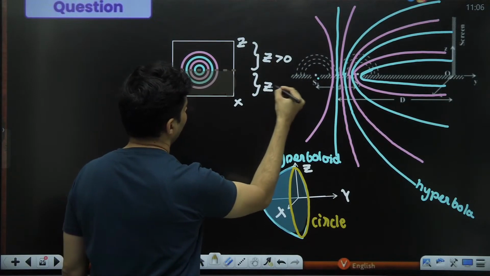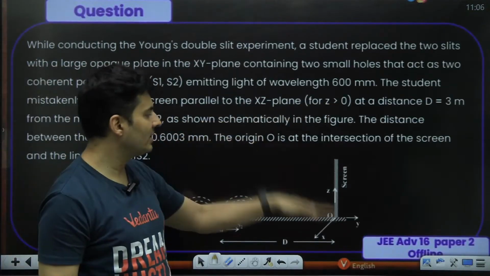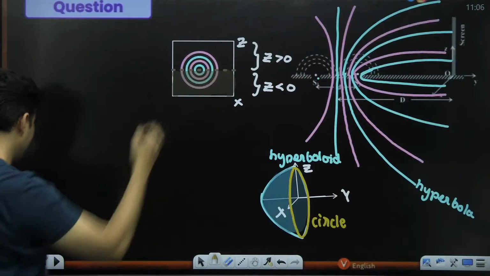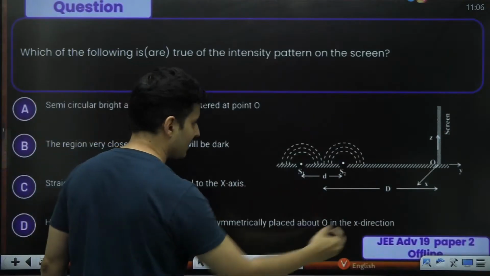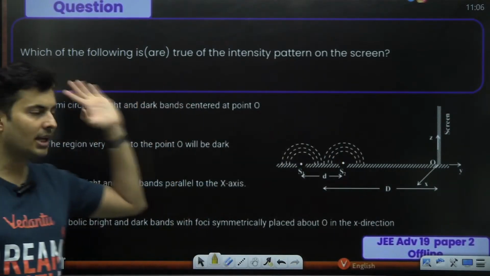This much part is Z less than 0. And it was mentioned, if I'm not wrong, somewhere here, Z is more than 0. You have to only consider the upper part. So what will it look like? These are looking like semicircles. So hence, can I just directly mention that option A is correct? The option A is correct.